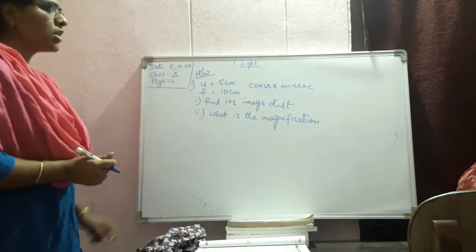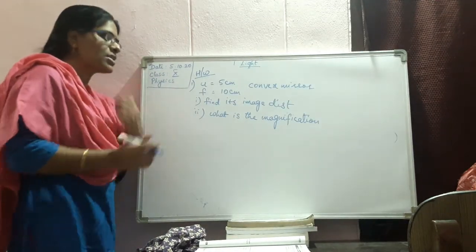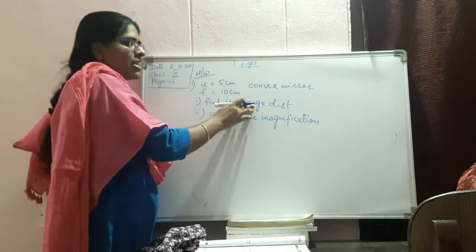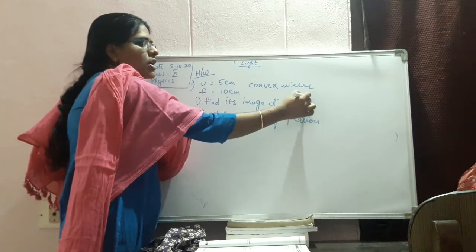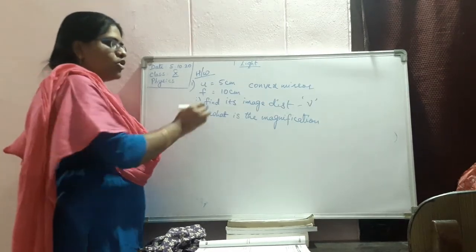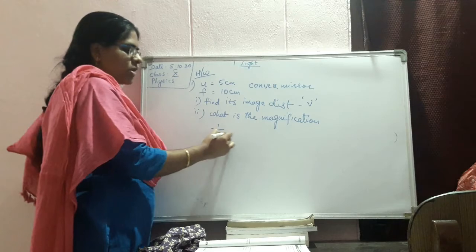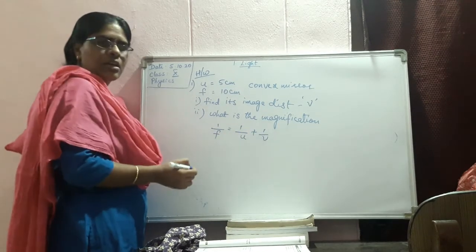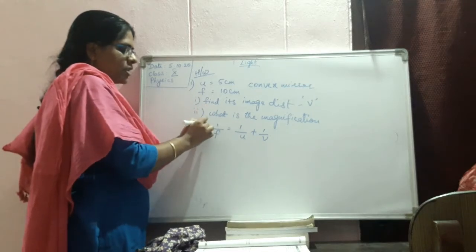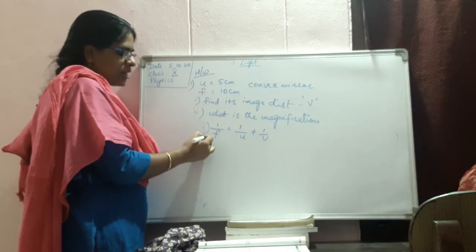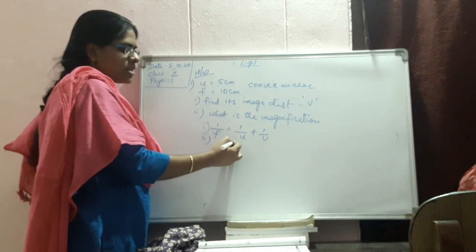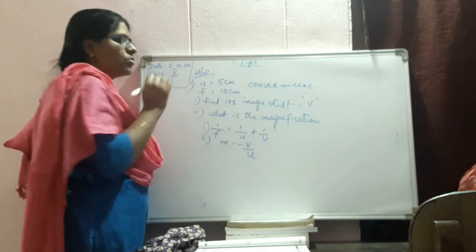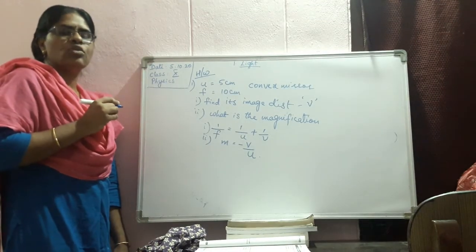Okay, I am giving you the hint. It's a convex mirror. Focal length is given, object distance is given, image distance, what does it indicate? We need to find v. Use the mirror equation formula 1 by f equal to 1 by u plus 1 by v. This is for the first bit. Second bit, magnification means M equal to minus v by u.